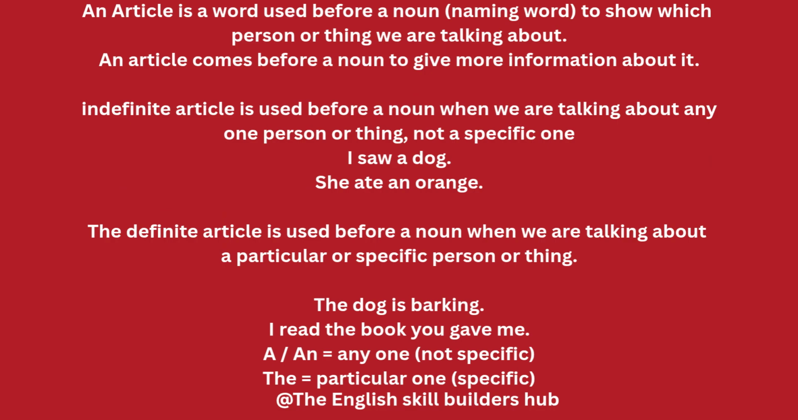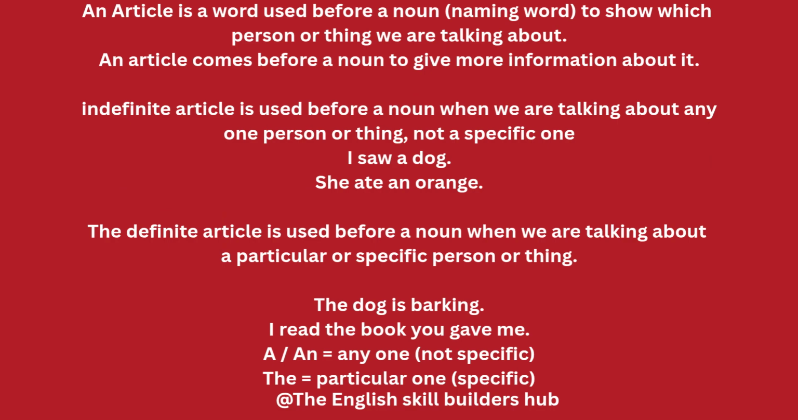one. Example: I saw a dog, she ate an orange. We are talking about any one, not a specific one. Next, come to the definite article. The definite article is used before a noun when we are talking about a particular or specific person or thing. Here there is a particular or specific thing.